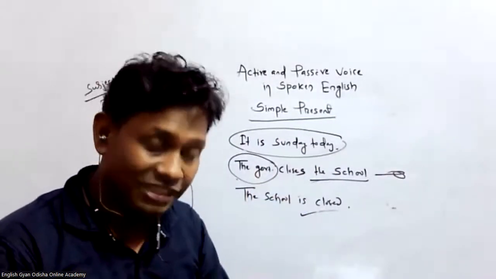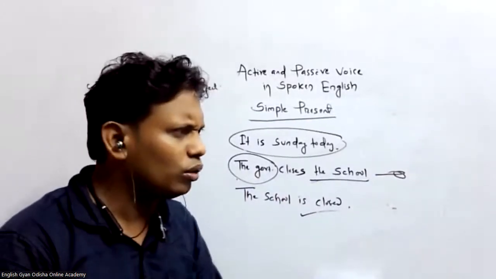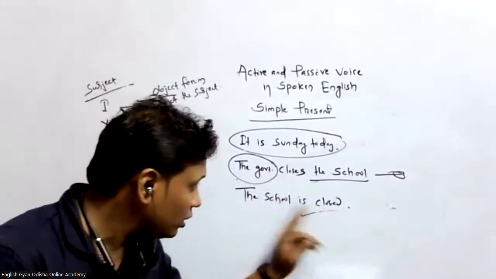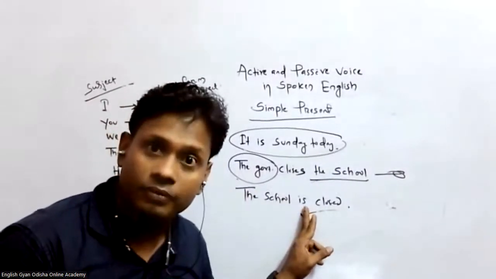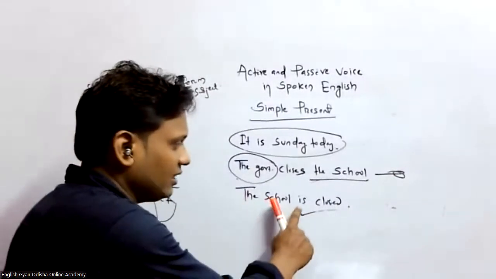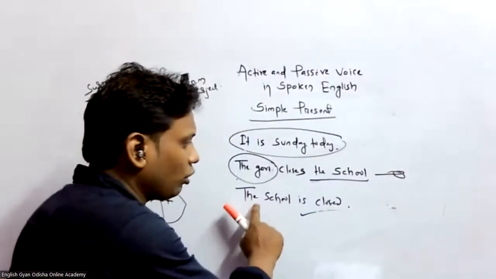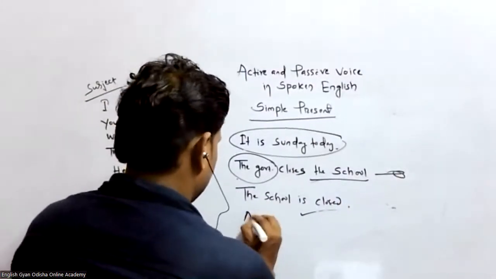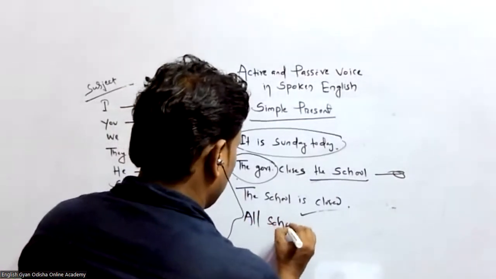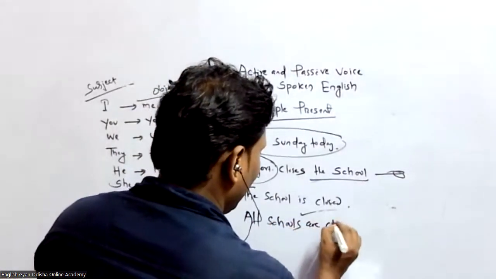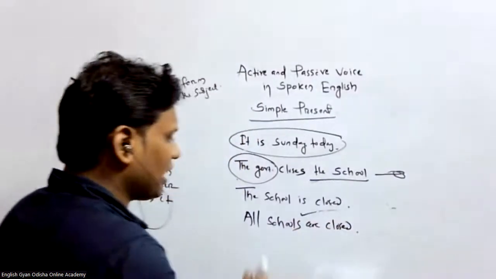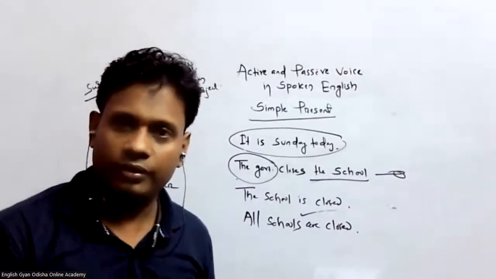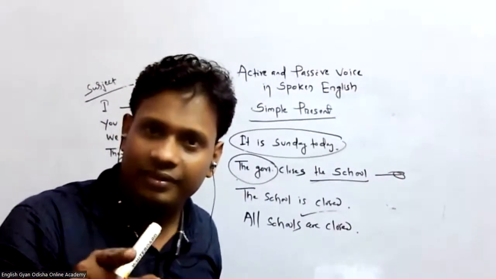You are telling, oh, it is Sunday today, no? The school is closed. Yeah, school is closed. This is passive. This is the object, and this is one school. There you can say all schools are closed. So what you can understand is all schools are closed by the government of Odisha, but you are not putting by.